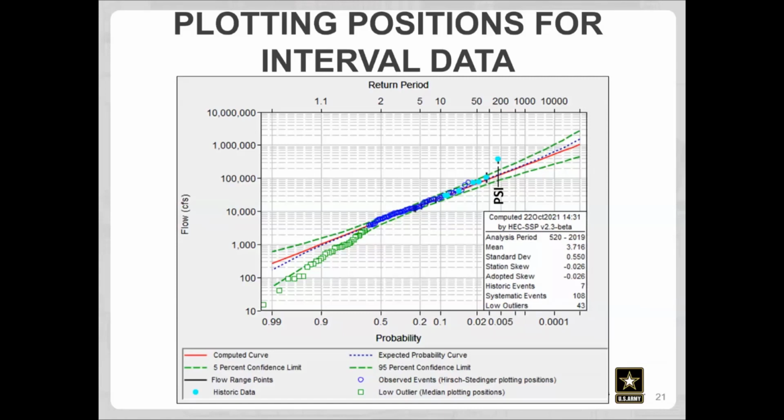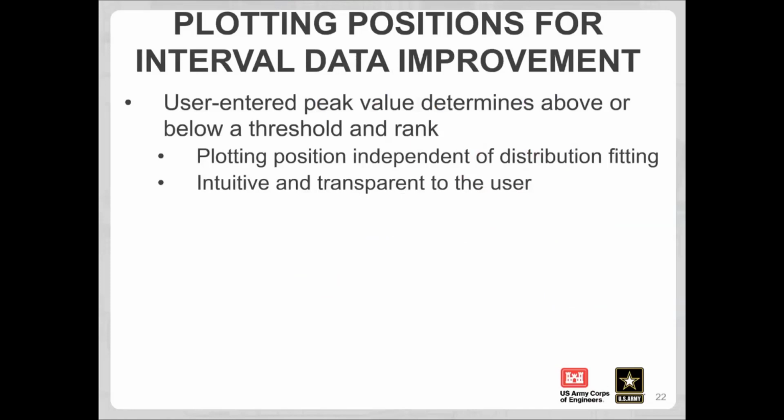So if you go to the next slide, Mike. It's a really easy fix. It's pretty trivial. Now in the 2.3 beta of SSP, when you enter a flow interval, you enter a low value, a high value, and a peak value. The previous software didn't really use that peak value for plotting positions. Now it will.